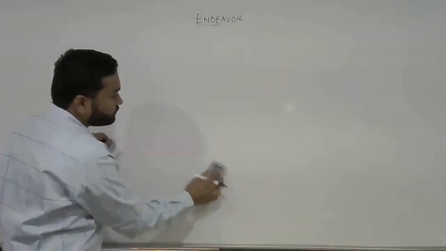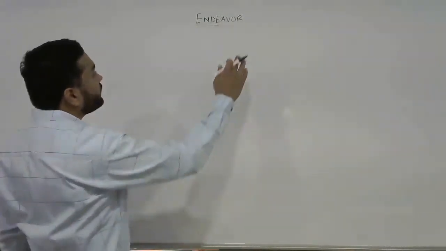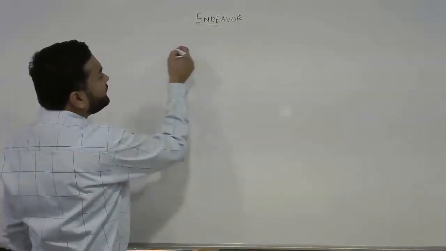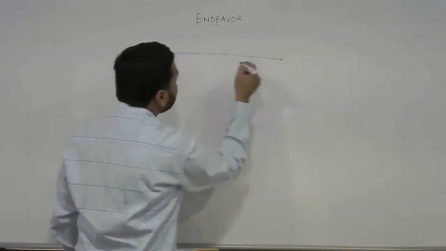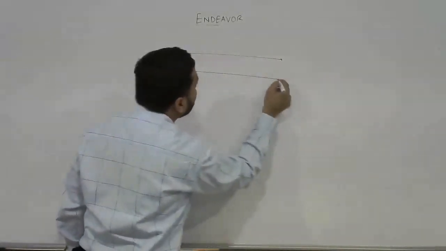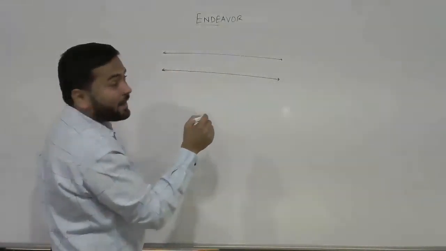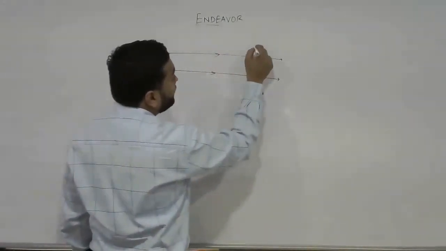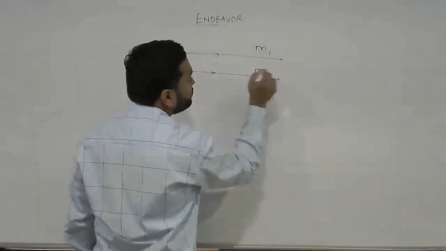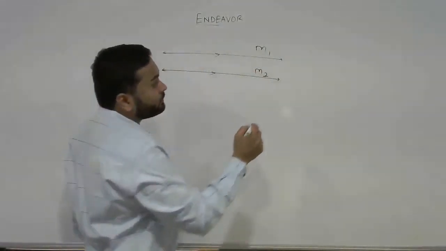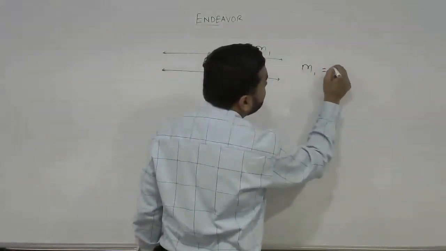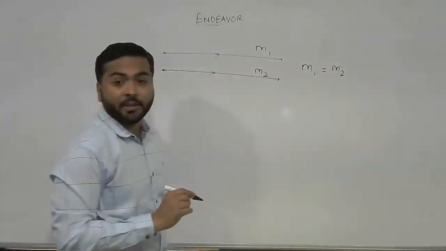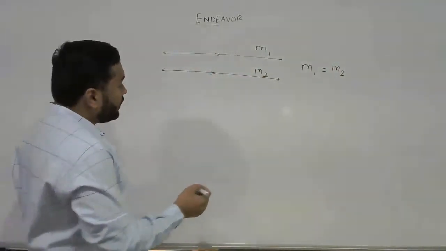Now, let's say there are two lines which are parallel and the slopes are m1 and m2. In this case, their slopes will be equal. m1 will be equal to m2.